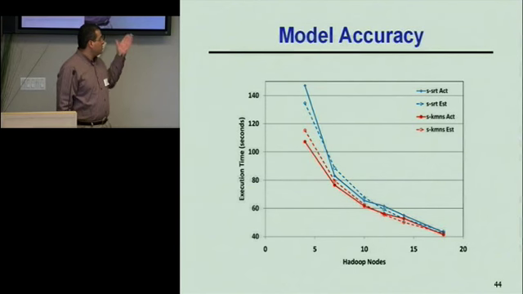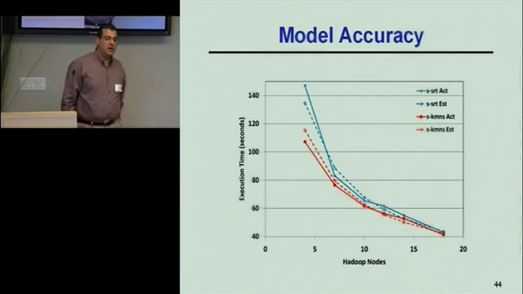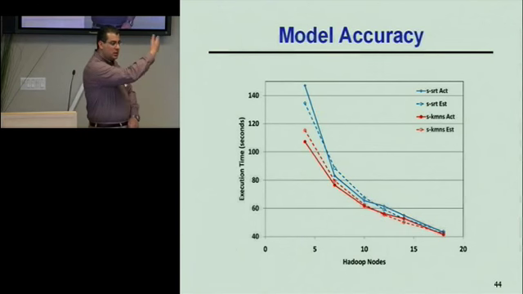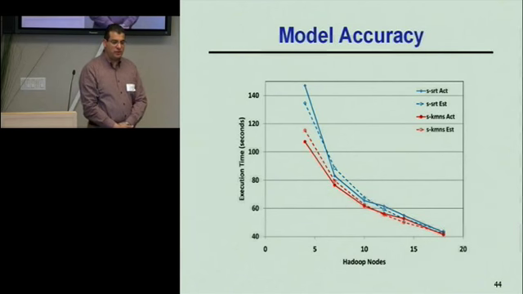And solid is the actual time. Dotted is the estimated time according to our model. You can see that our model is quite accurately tracking the actual execution time of the jobs.